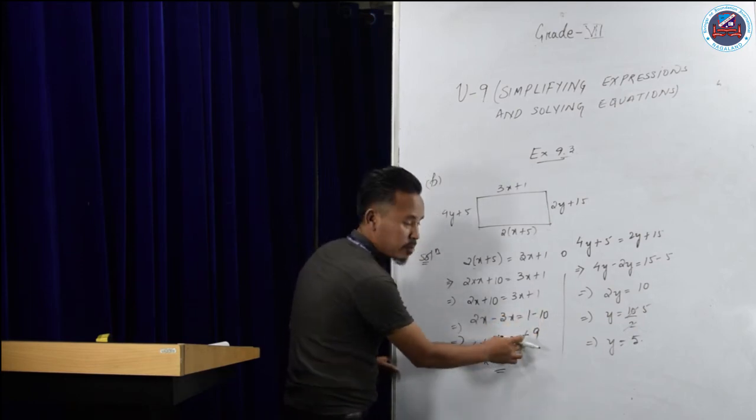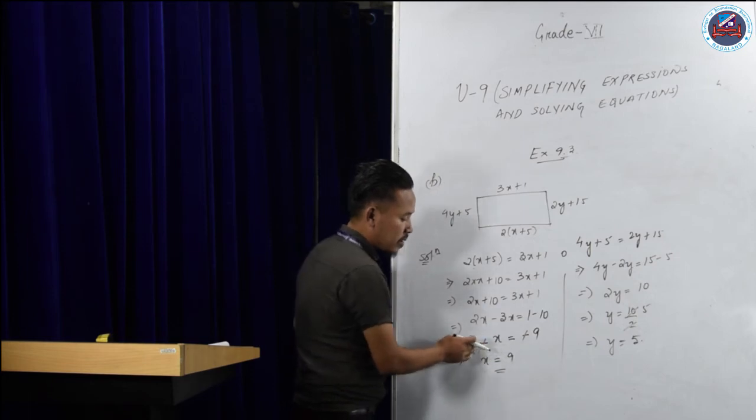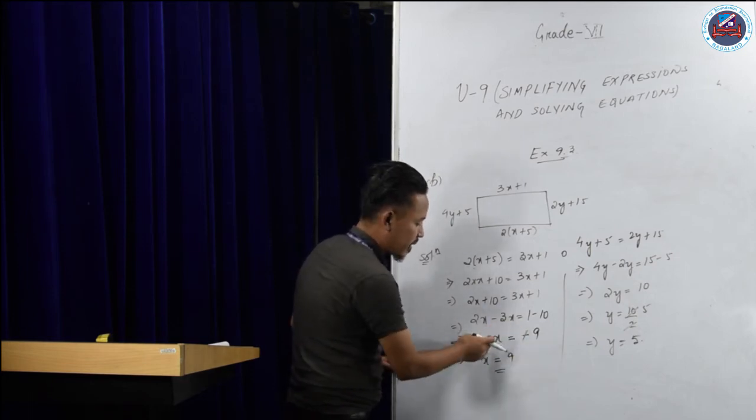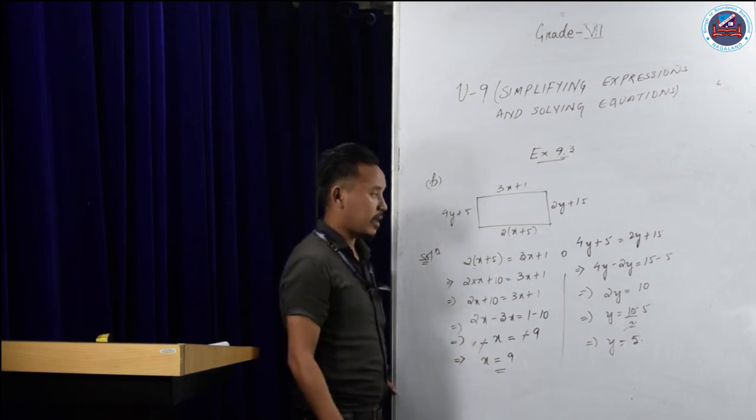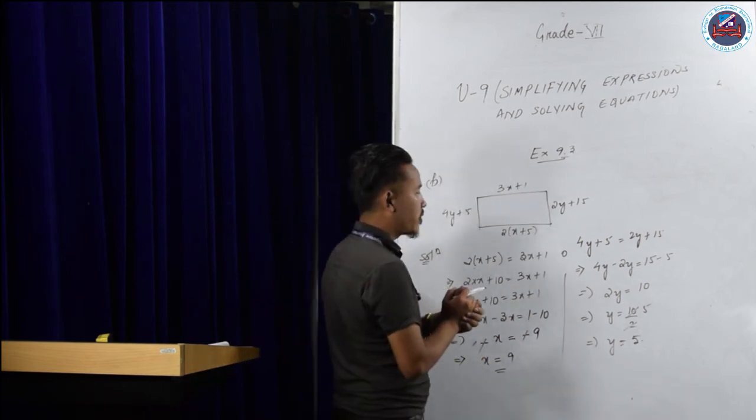1 minus 10, I get minus 9. Since we have the same signs, minus and minus cancel, the value of x we get as 9. Now we are asked again to find the value of y as well.